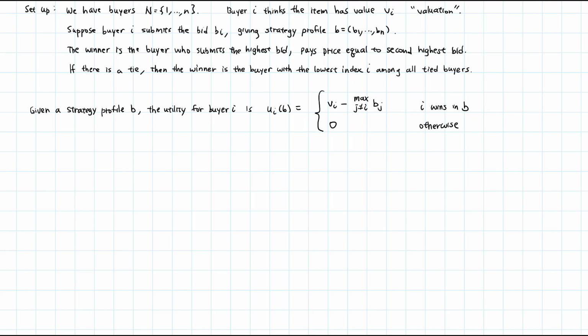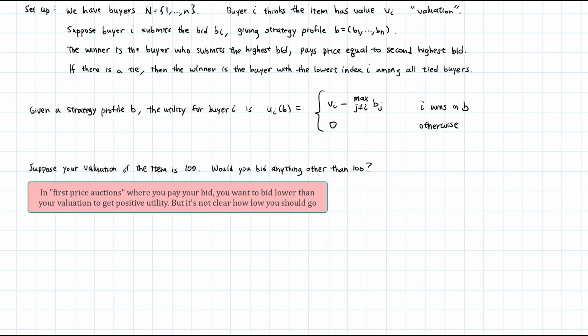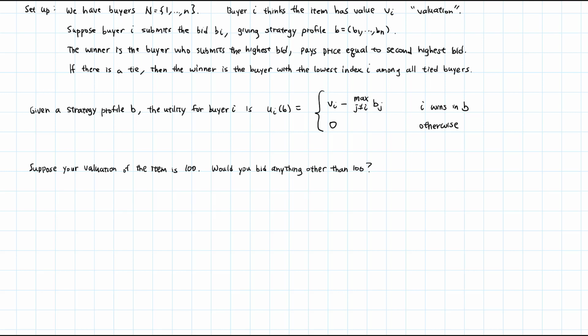Now, what would be the strategy to play this game? Suppose your valuation of the item is 100. Would you bid anything other than 100? Could you get higher utility by bidding something else? What we want to claim is that there is no benefit to bidding anything other than your own valuation of the item. We will analyze this through an example, and then write down the formal proof after that.